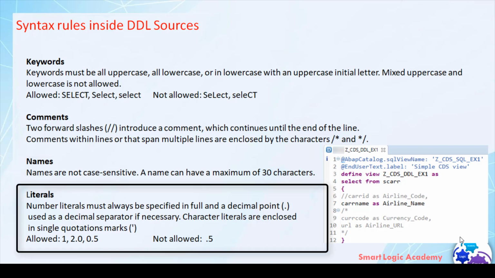Literals. Number literals must always be specified in full, and a decimal point is used as the decimal separator if necessary. For example, here 1, 2.0, 0.5. All these numbers are allowed, but if you are writing a number like .5, then that number is not allowed. If you are using character literals, then those character literals must be enclosed in single quotation marks.